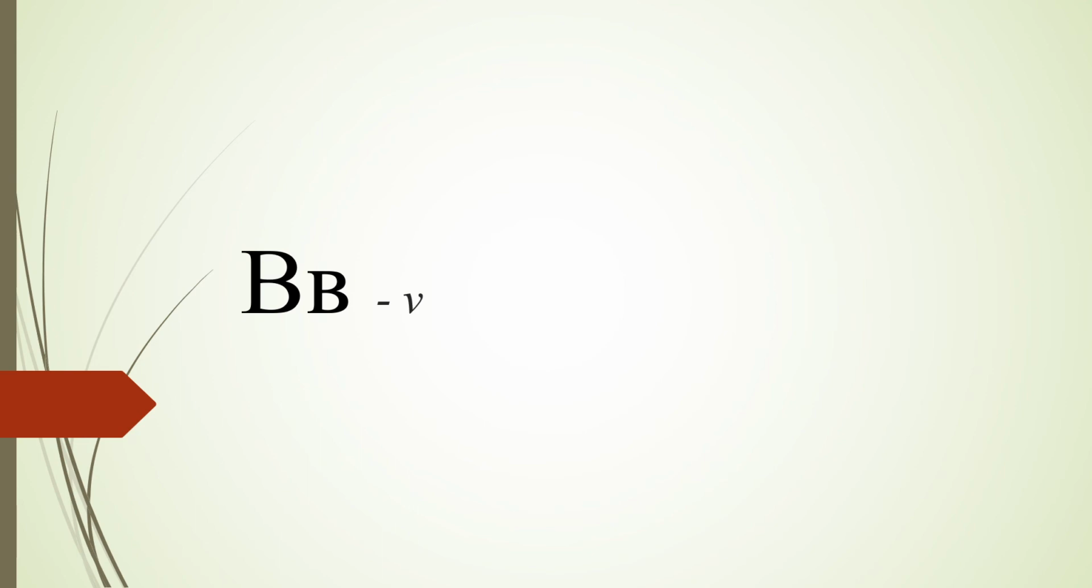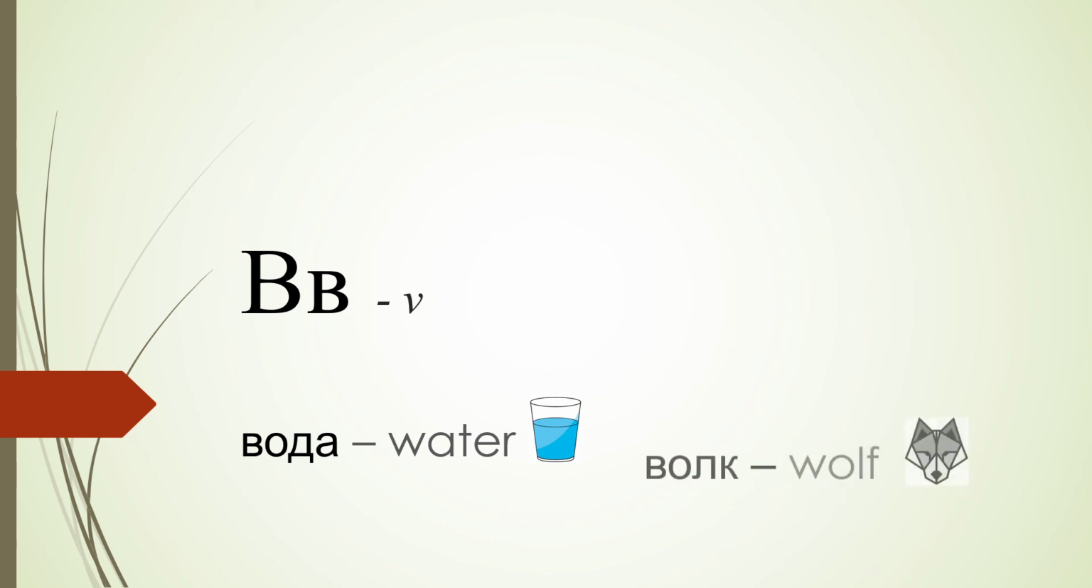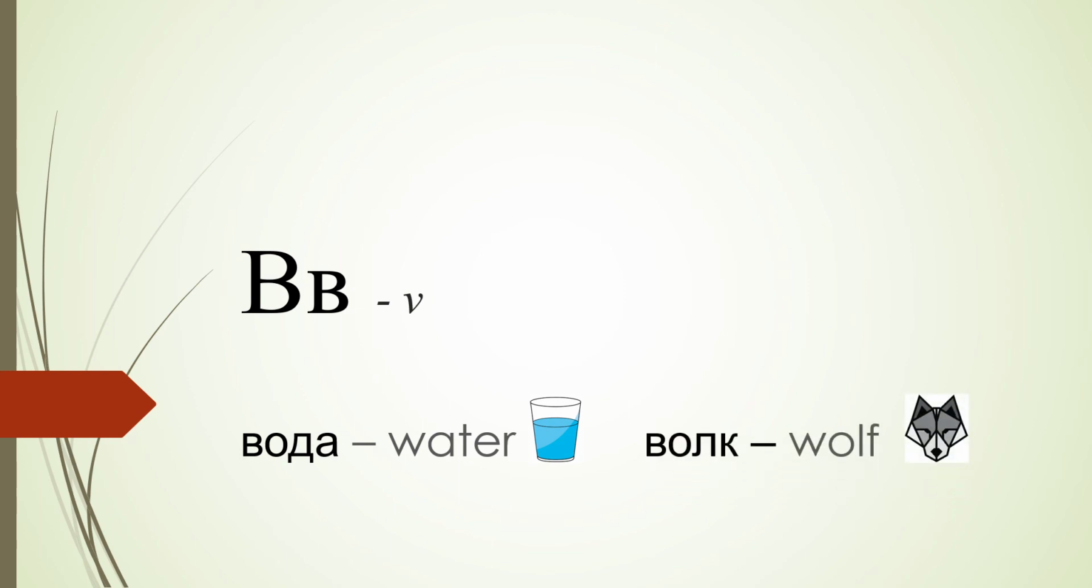This is V. Some examples. Вода. That's water. Another example, волк, which means wolf. Another example, вино, which means wine. Repeat after me. Вино.